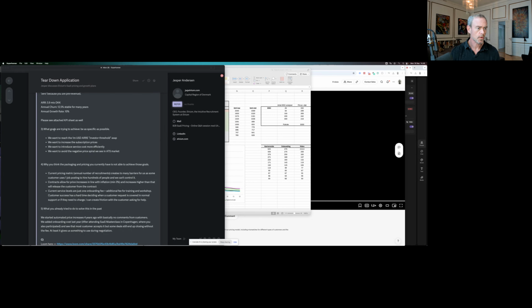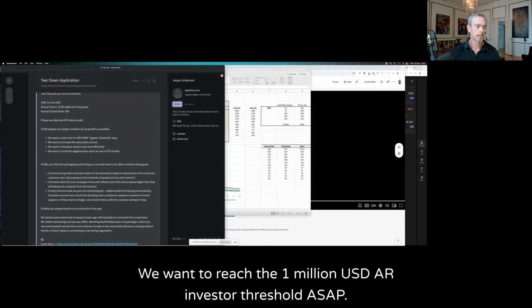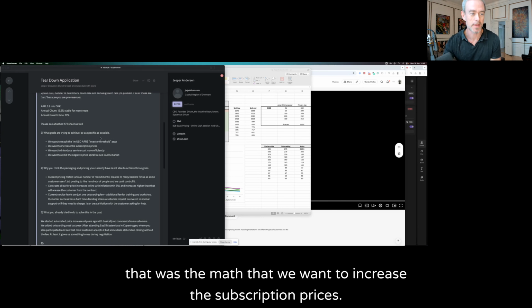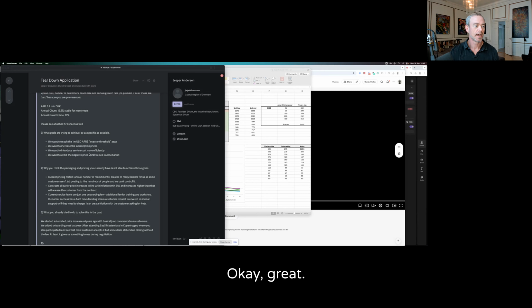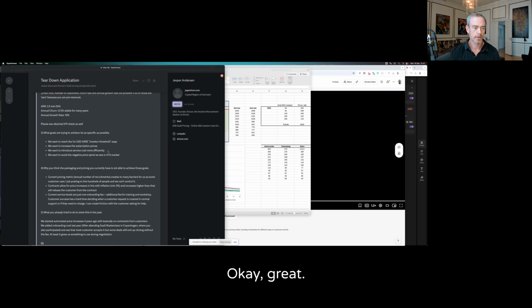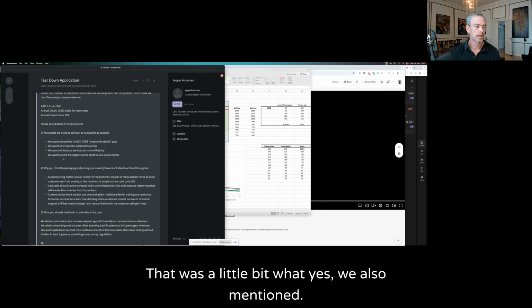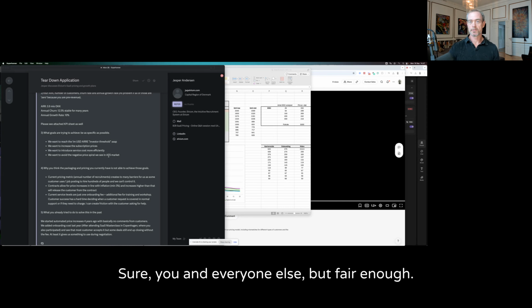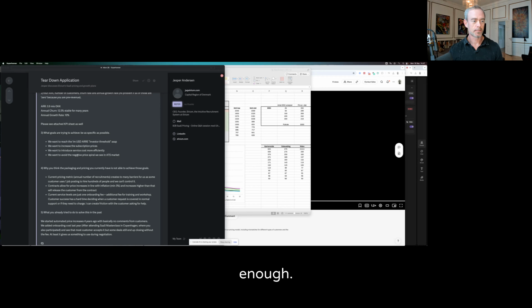Okay. What goals are you trying to achieve? We want to reach the 1 million USD ARR investor threshold ASAP. Okay, so you're never going to do that with what you just have. Like that was schematic. We want to increase the subscription prices. Okay, great. We want to introduce service costs more efficiently. Okay, great. That was a little bit what Jesper also mentioned. We want to avoid the negative price spiral we see in the ADS market. Sure, you and everyone else, but fair enough.